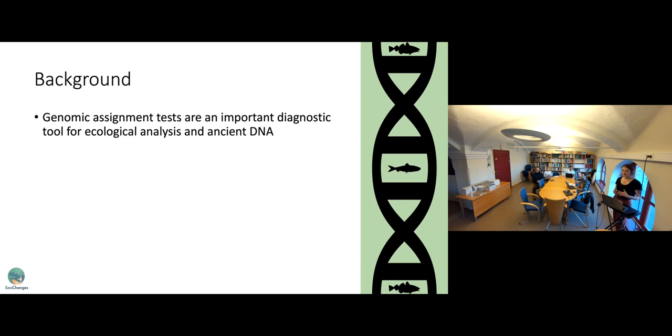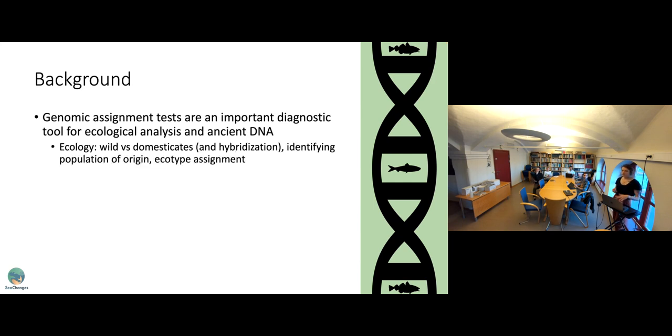Obviously, genomic assignment tests are a really important diagnostic tool for both ecological analysis and for ancient DNA. This can provide information on population of origin, ecotype assignment, maybe identifying if something is a wild or a domesticate, maybe a hybrid. For ancient DNA, you can extend this into population continuity, questions about evolution and climate change, maybe species migration, and then also looking at trade routes between different societies.